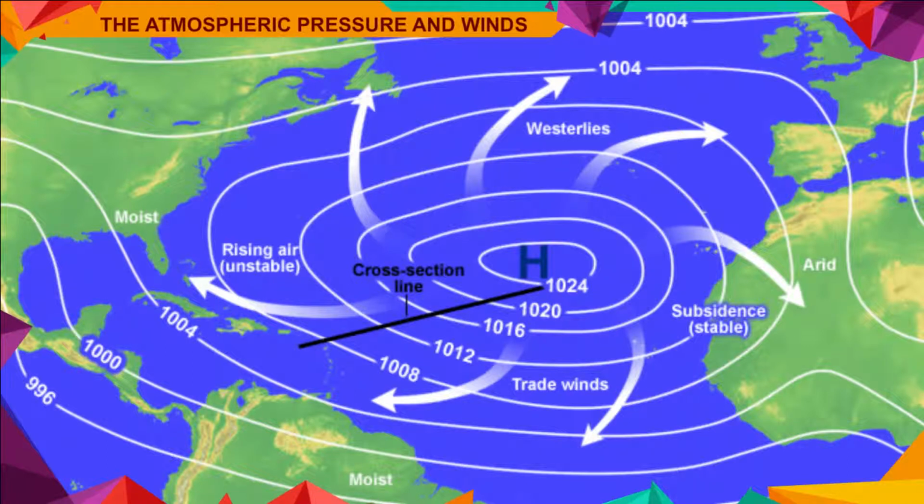During winter season, the landmass becomes cooler and the pressure over Central Asia becomes high. From this high-pressure area, the winds blow towards the equatorial low-pressure area in the northeast direction. These are known as winter monsoons.